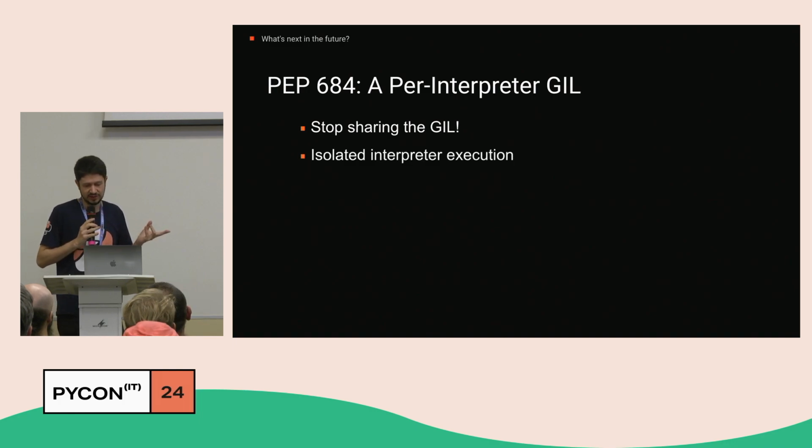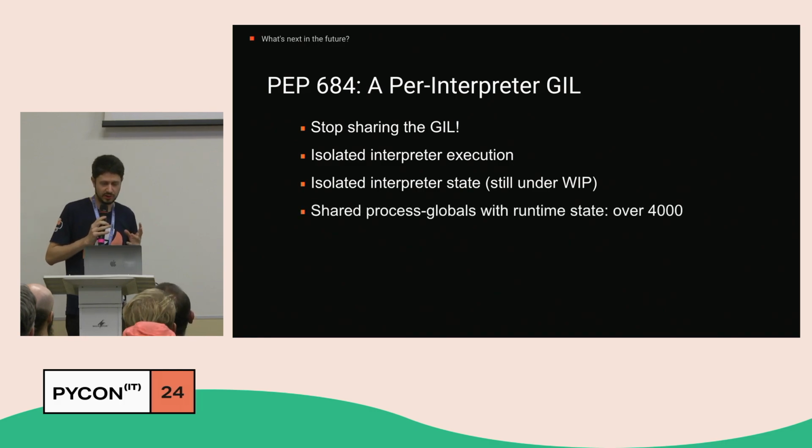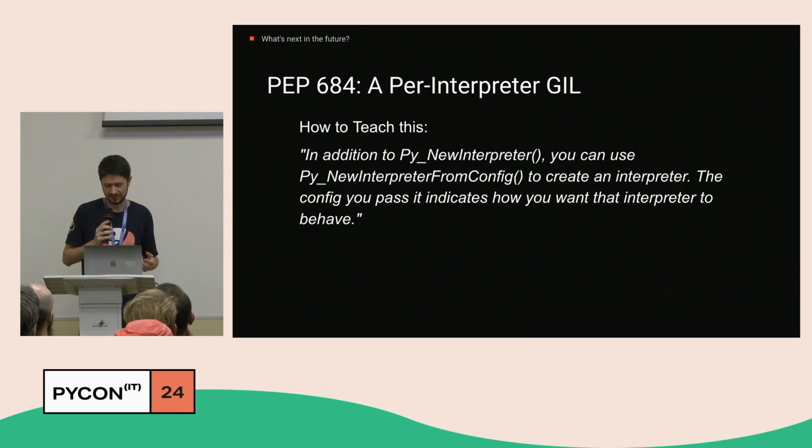It used isolated interpreter execution. We had that for a while. Also isolated interpreter state, still going on even after this PEP was closed. And it reduced the number of global variables. We had over 4,000 of them in the code, and now I think it's around 2,000 something, not sure about the exact number.